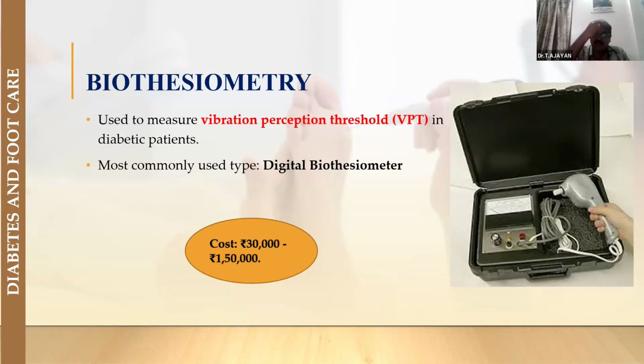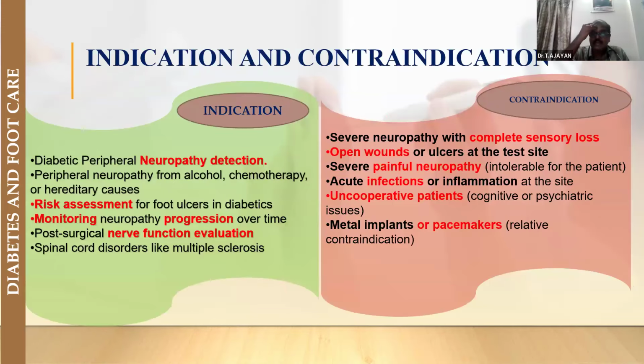The cost is a little bit high. The indications: a suspected case of diabetic peripheral neuropathy, and peripheral neuropathy from alcohol, chemotherapy, and hereditary causes. It is also helpful for risk assessment, monitoring neuropathy progression, nerve function evaluation, and post-surgical nerve function evaluation.